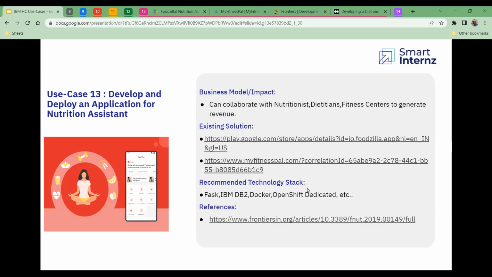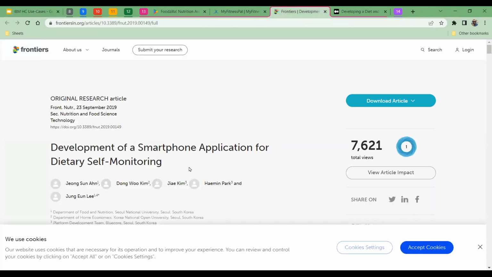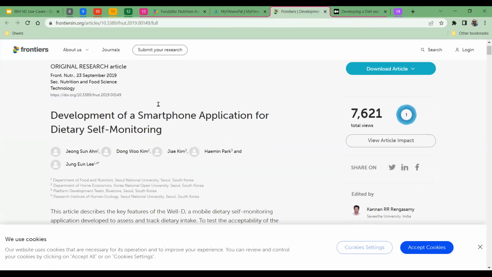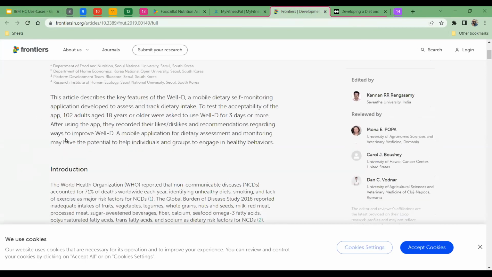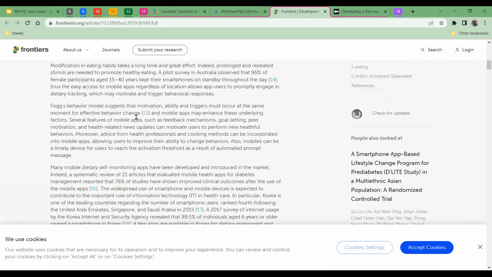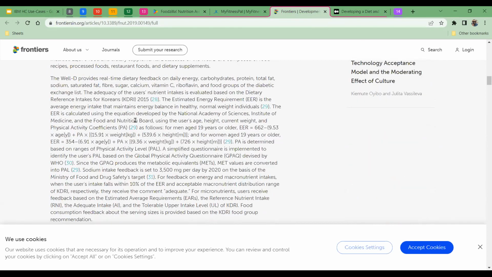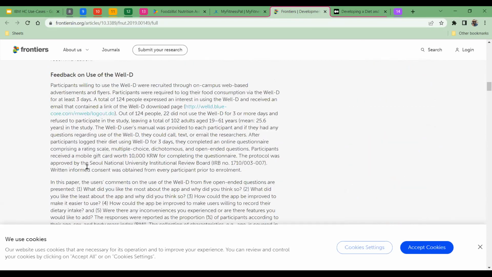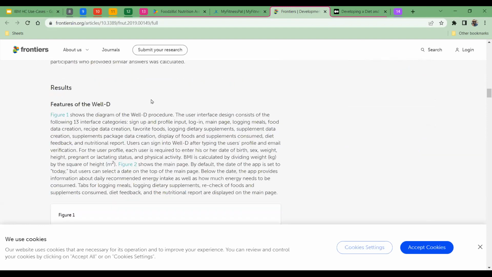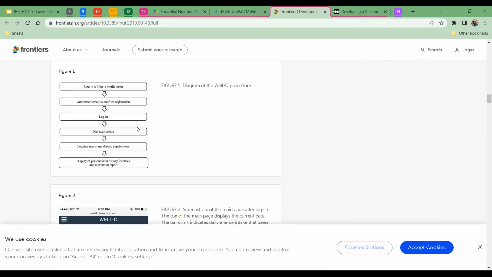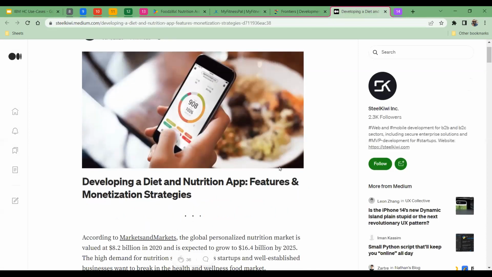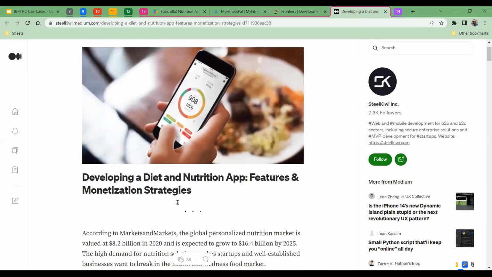And coming to the references, there are two articles. One is the development of a smartphone application for dietary self-monitoring. They have written an article and research paper where you can study how to develop the application, where you can get the values, and how the UI should be, and everything is discussed. And the second one is developing a diet and nutrition app with features and monetization strategies.